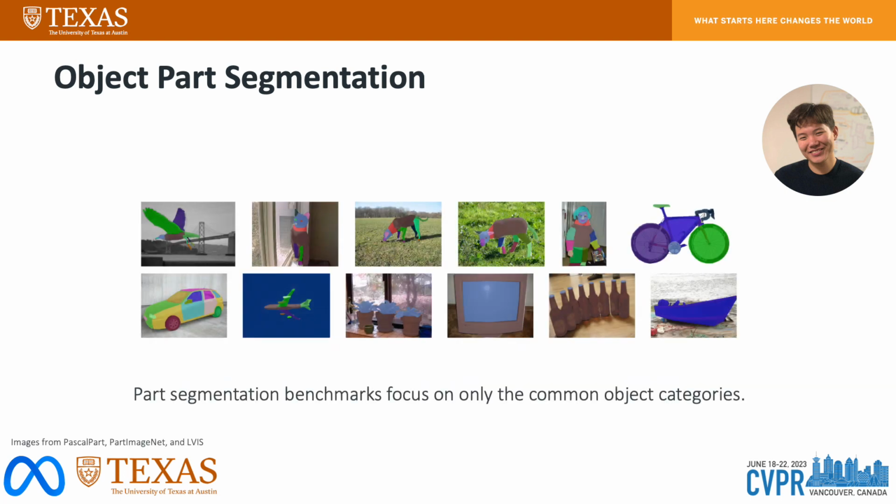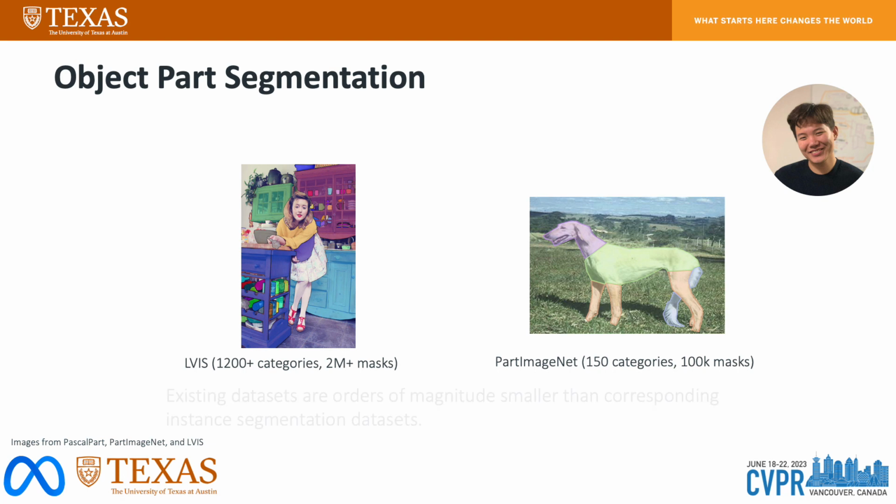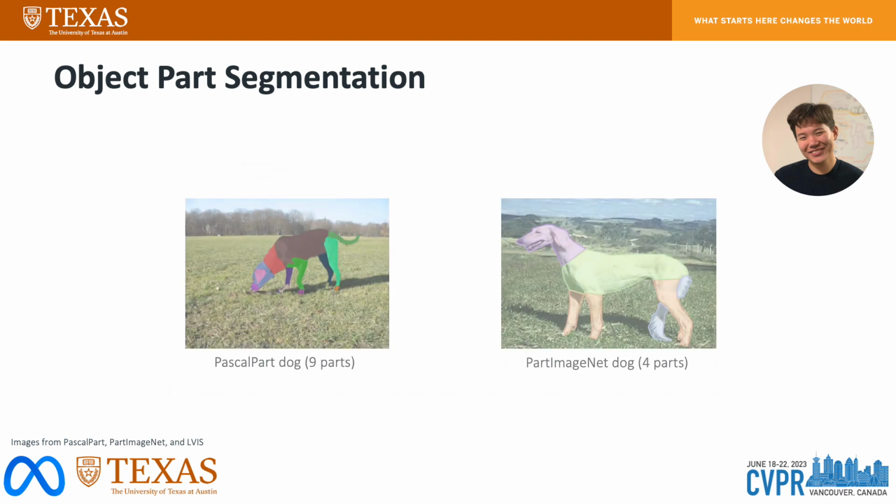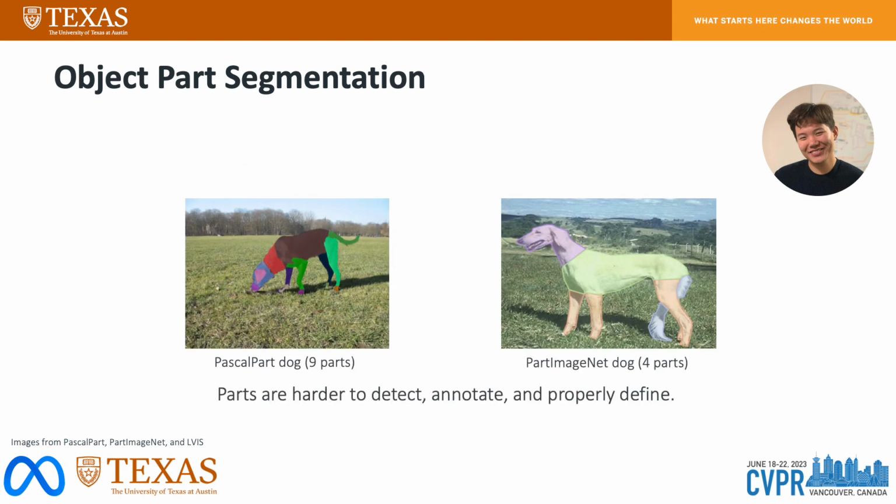However, existing part segmentation benchmarks such as Pascal Part and PartImageNet focus on only the common object categories. These datasets are orders of magnitude smaller than corresponding instance segmentation datasets such as LVIS. Parts are harder to detect, annotate, and properly define.